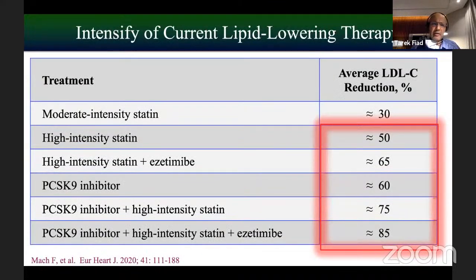What will achieve that? Moderate intensity statin is not going to get you to goal, because it will bring down your LDL by 30%. It's the list of treatments, whether monotherapy or combinations with ezetimibe or PCSK9 inhibitors, or the combination of 3, which is going to get you to goal in the high risk and the very high risk patients.